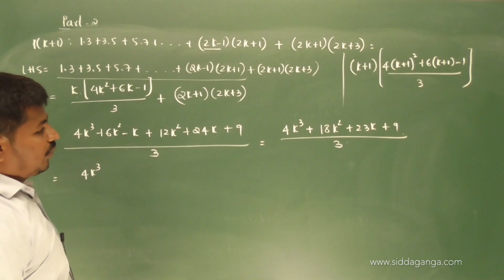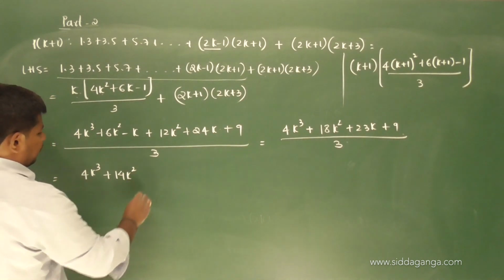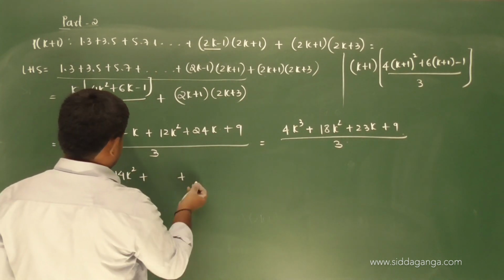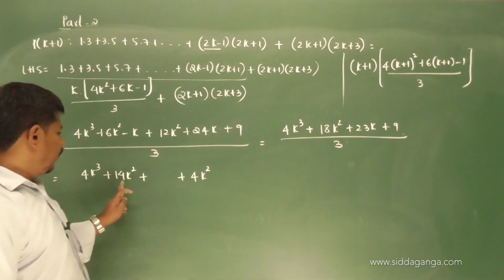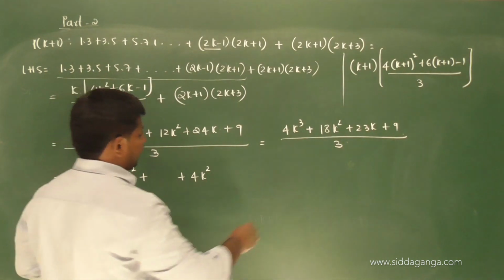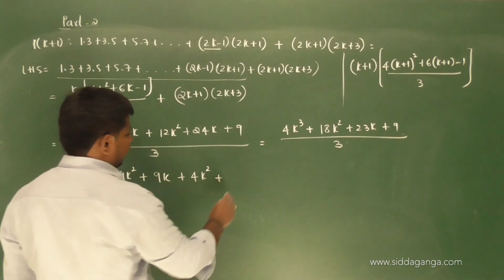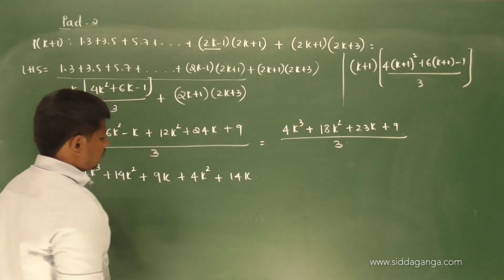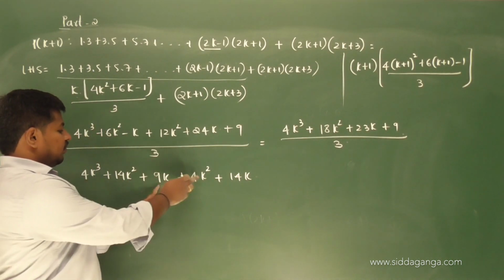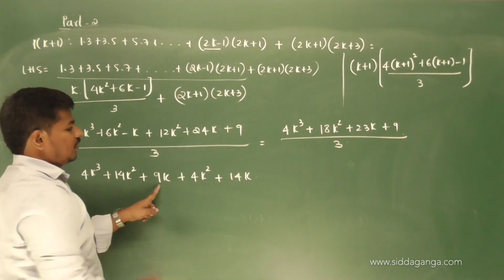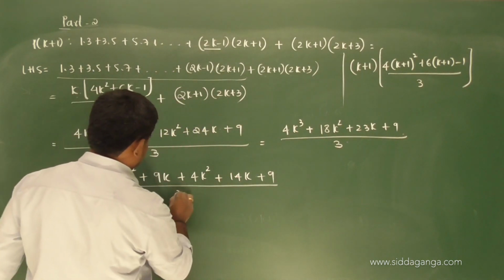So 18k square I am going to write as 14k square plus 4k square. 18k square I have written as 14k square plus 4k square, and 23k I am going to write as 9k plus 14k. Hope you got it, students. I just rearranged the terms, because there is a reason I will tell you now. Whole divided by 3.